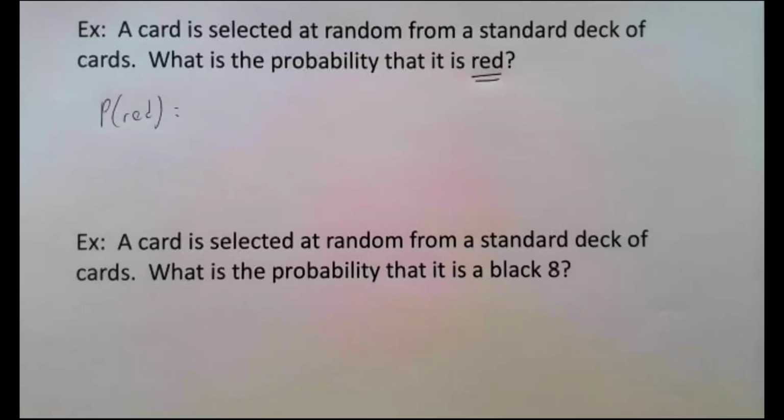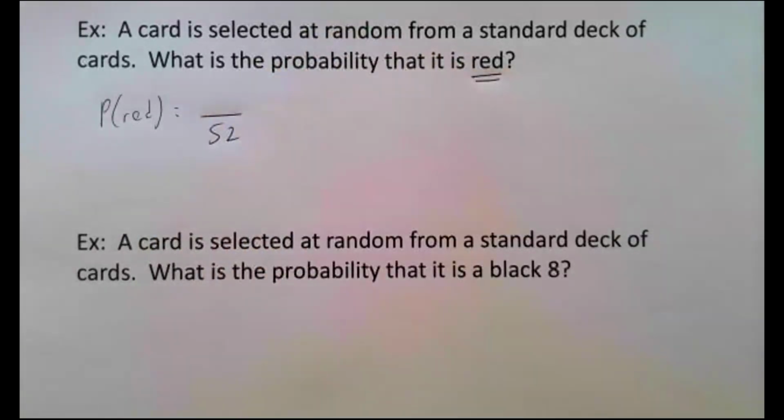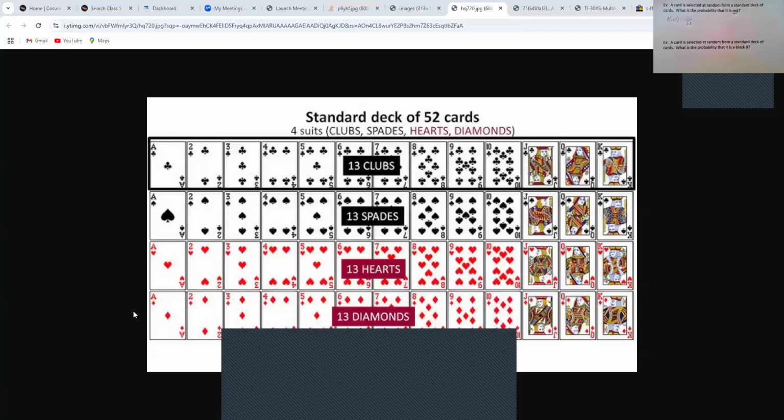There are 52 cards in a deck. Out of those 52 cards, how many of them are red? Well, half of them are red, right? Half of them are red, half of them are black. The top 2 rows are black, the bottom 2 rows are red here.